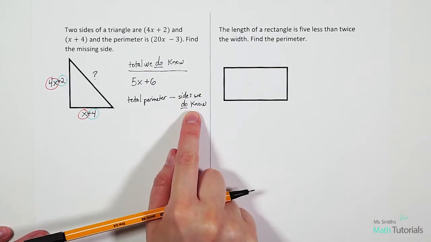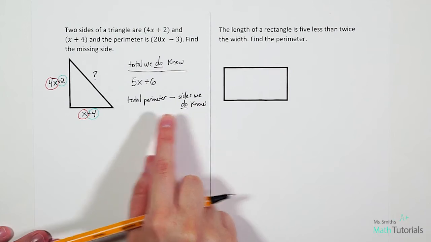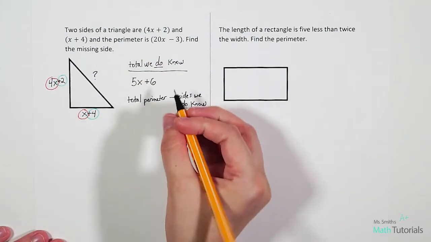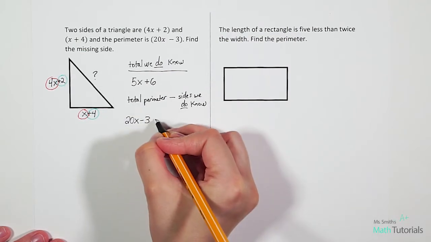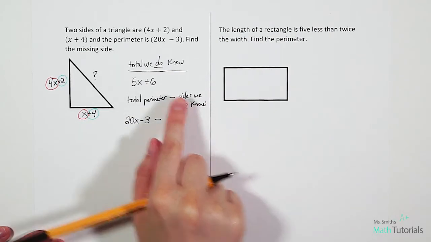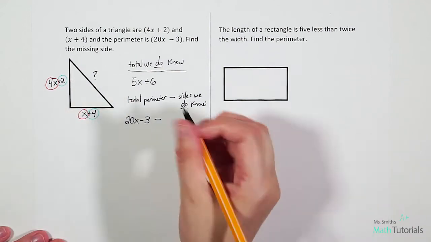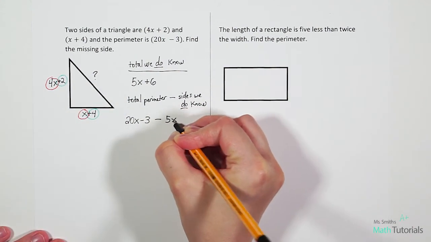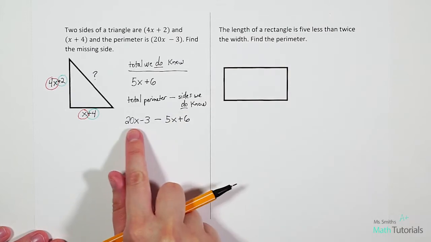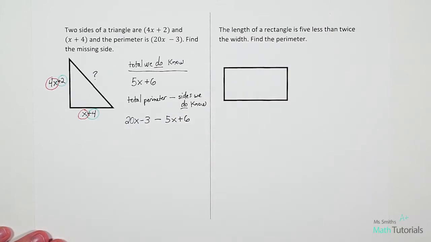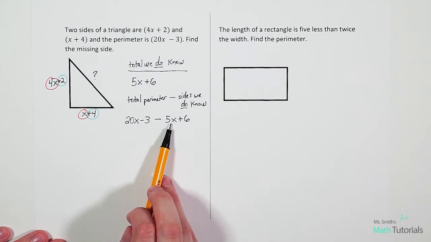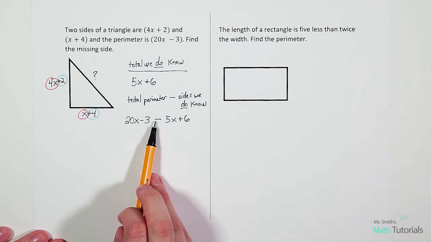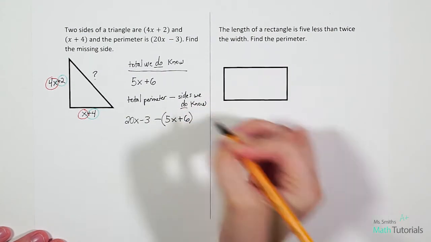We've created an equation here and we just need to insert our information. So our total perimeter is 20x minus 3. And we want to subtract the sides we do know, which would be 5x plus 6. Now, we have to be careful here, because if I just proceeded with going ahead and combining my like terms, I would be wrong. Because right now, the only thing I'm subtracting is the 5x. We need to subtract the whole thing.